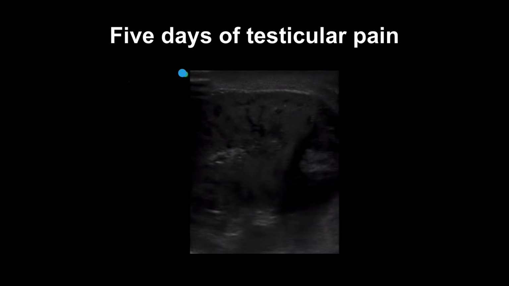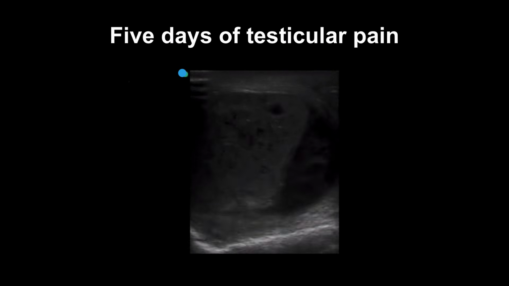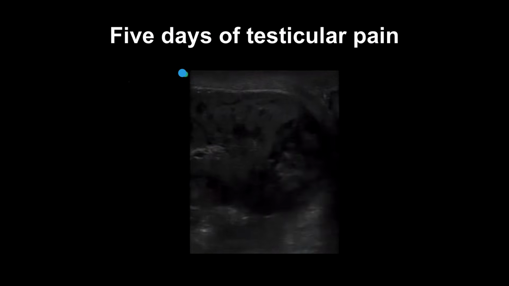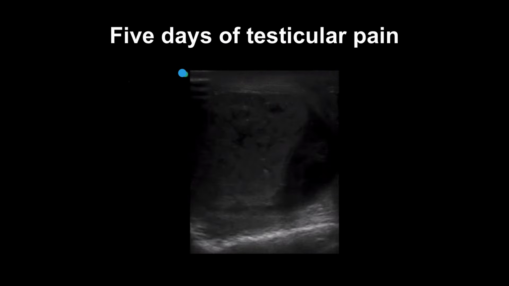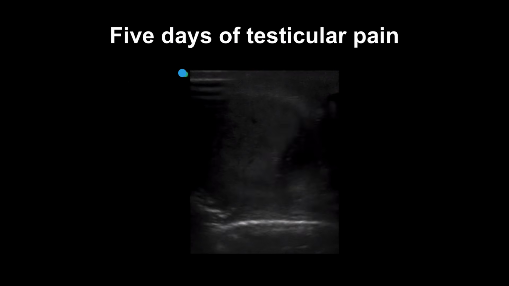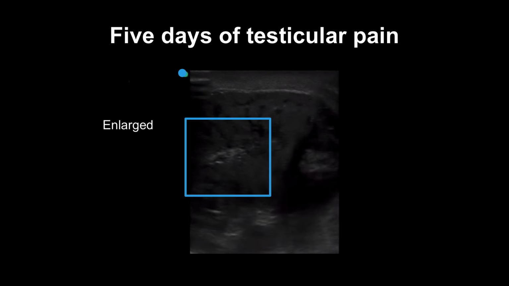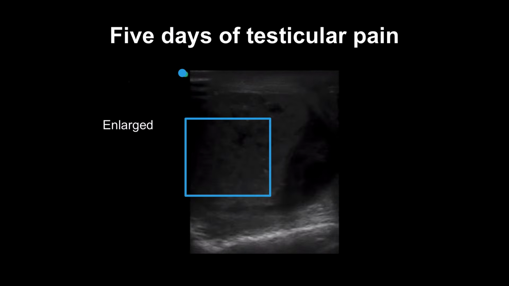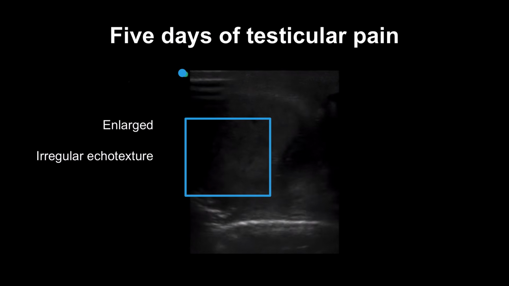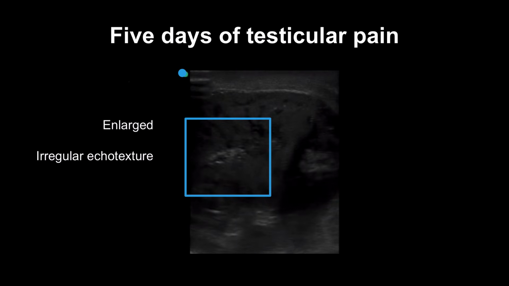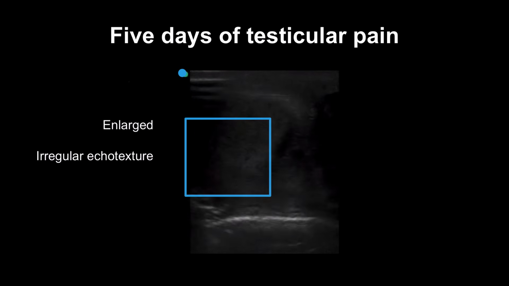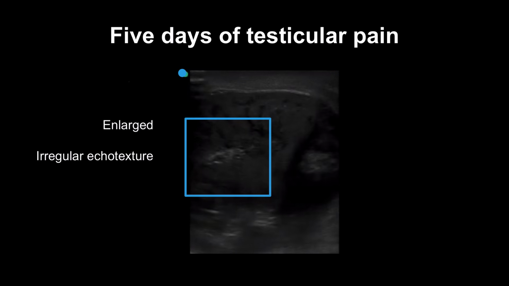Here we have a patient who presented after 5 days of testicular pain. This is a long axis view of the testicle. This is an example of a late presentation with advanced findings of testicular torsion. The testicle appears enlarged, and we can see that there's an irregular echo texture. That is, we have a mix of both hyperechoic and anechoic areas within the testicle.